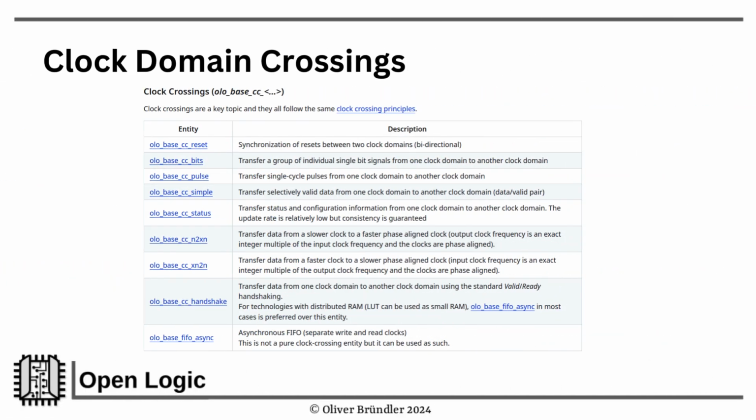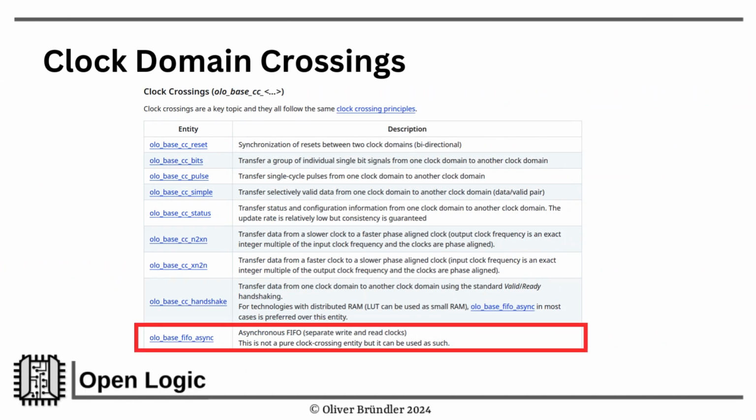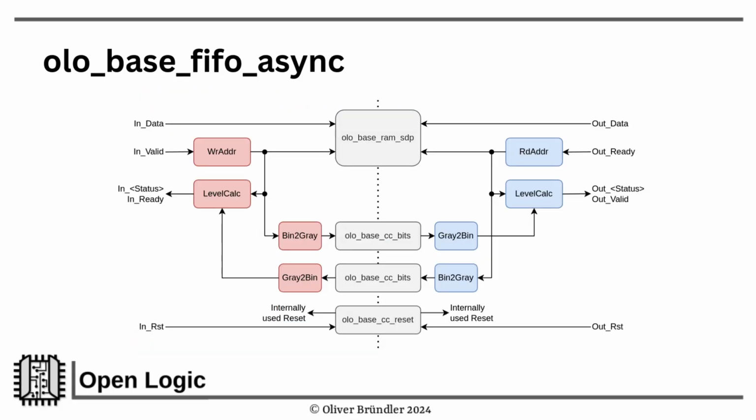The next entity we cover is the Allbase FIFO async, because this asynchronous FIFO is very similar to the handshaked clock crossing from a clock crossing perspective. It also implements a fully handshaked clock crossing, just with more throughput. It can transfer one sample per clock cycle of the slower clock. The implementation is pretty standard for an asynchronous FIFO. It calculates read and write pointers on the corresponding clock domains and exchanges this data as gray-coded values. The gray coding allows using a simple Allbase CC bits to transfer the data at low latencies.